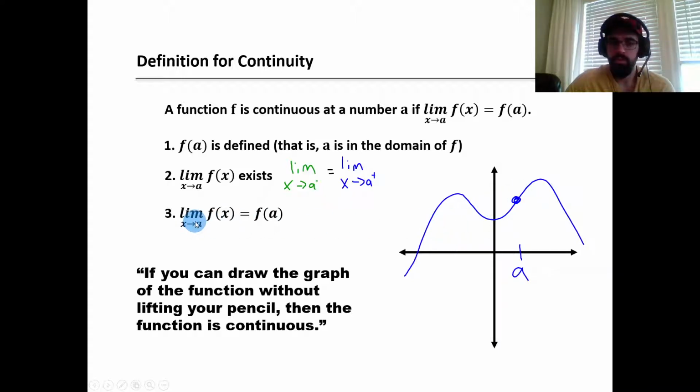But also, and third, and this is equally important, the limit as x approaches a of f of x has to also be equal to f of a. Basically this dot has to be right on top of the line. Can't be below it, can't be above it. If we combine ideas number 2 and 3, then the limit as x approaches a from the left has to be equal to the limit as x approaches a from the right, but it also has to be equal to f of a. So all three of these have to be equal.